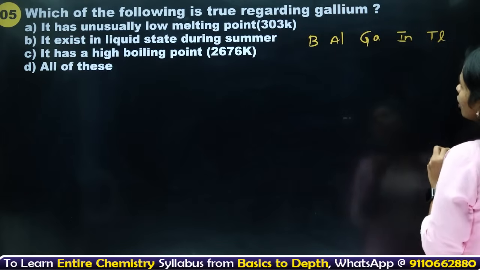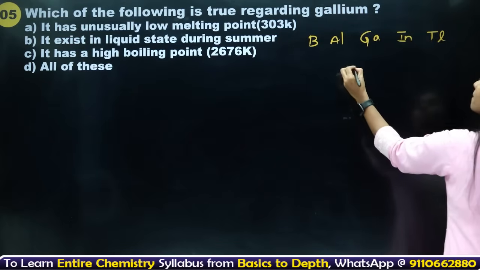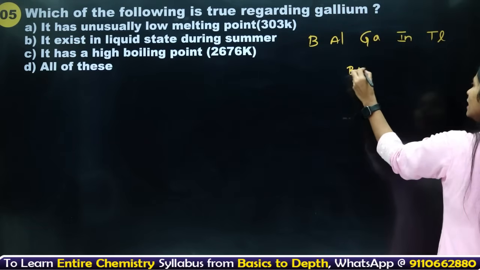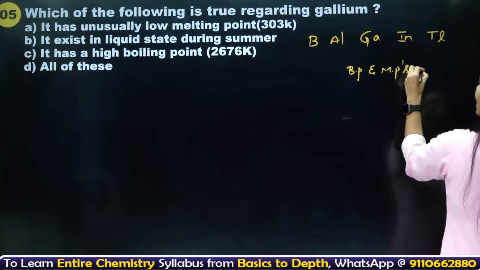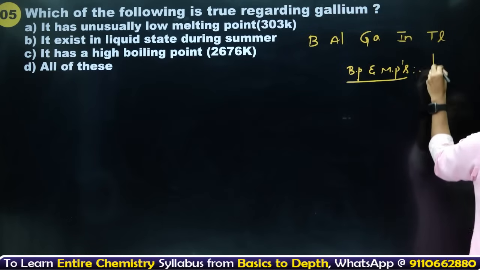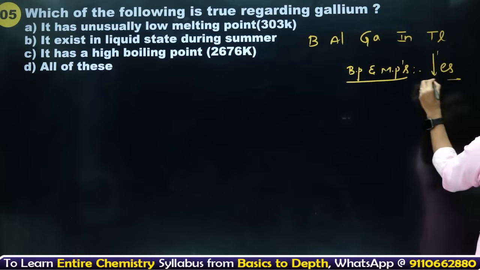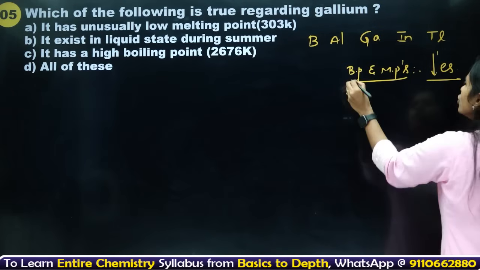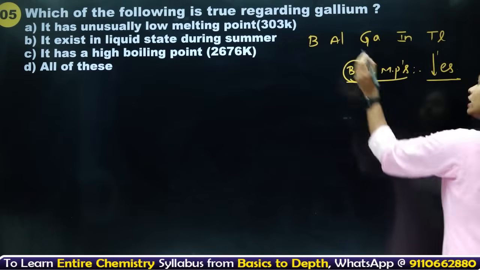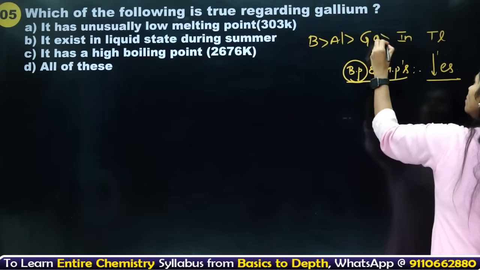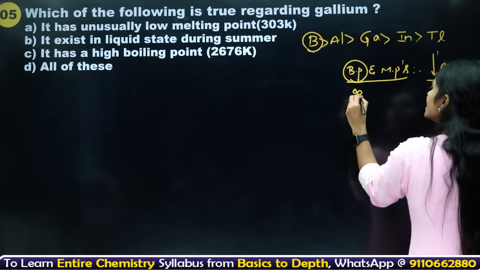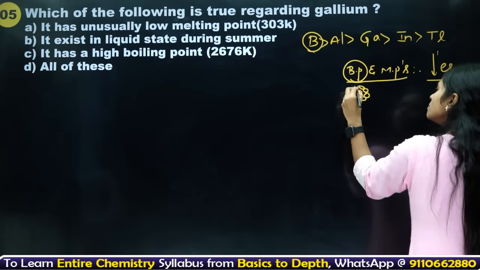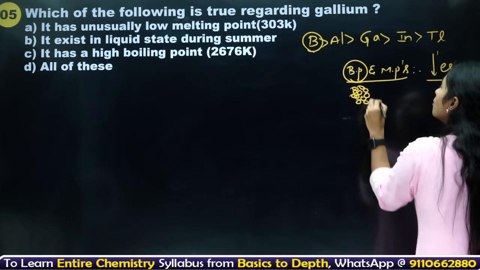Usually, top to bottom, what happens to the boiling points and melting points? Here is a super tip: melting and boiling points usually decrease top to bottom. There is no exception in the boiling point order. Top to bottom, boiling points decrease because boron is small in size, so there are more forces of attraction between its atoms, and hence a higher boiling point.